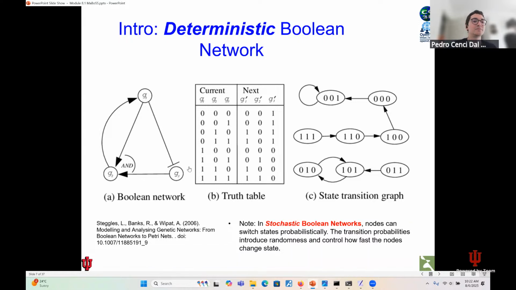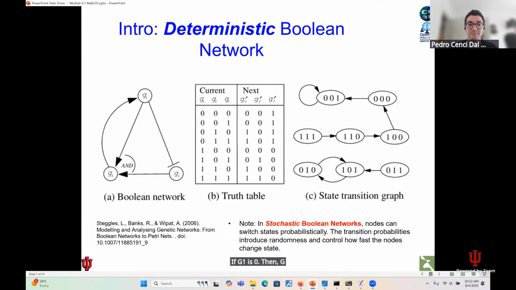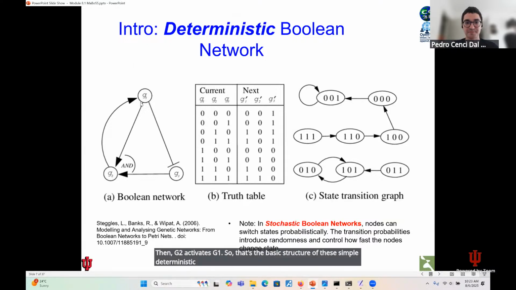G1 deactivates G3. So this arrow can mean many things. In this case, it means that if G1 is false, if G1 is 0, then G3 becomes active in the future. And if G1 is 1, it's true, then G3 will become 0 in the future. Finally, if G2 is active, then G2 activates G1. So that's the basic structure of the simple deterministic Boolean network.